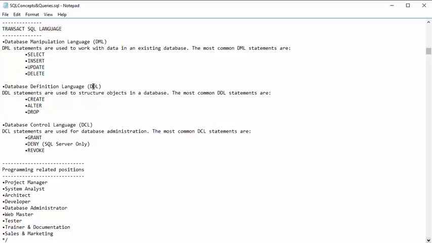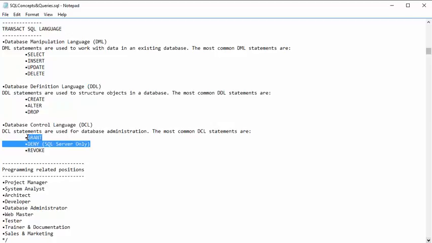Then we have the category of commands for data definition language, which is to allow you to define objects in the database, such as creating objects, tables, views, stored procedures, functions, altering or updating those objects, or deleting, which is dropping those objects. So again, you're not working with the data, you're actually working with the database objects on the data definition language commands.